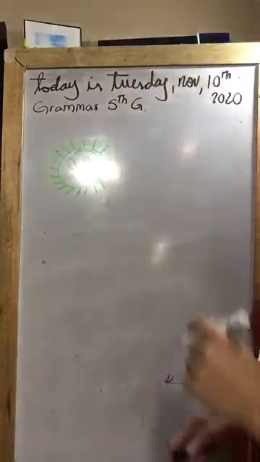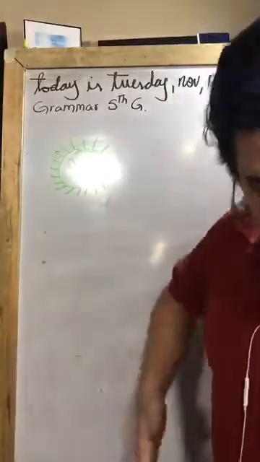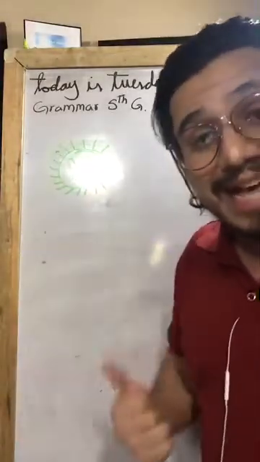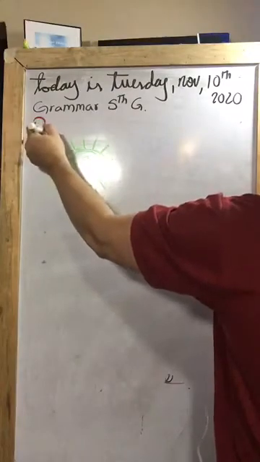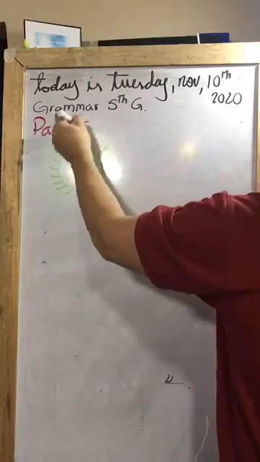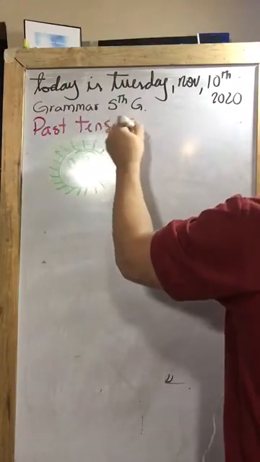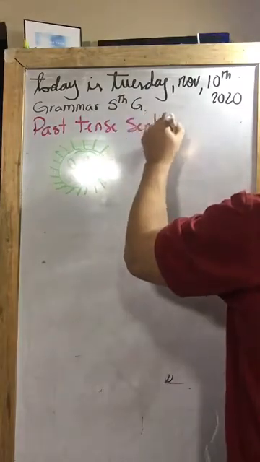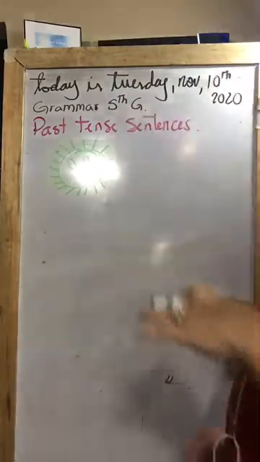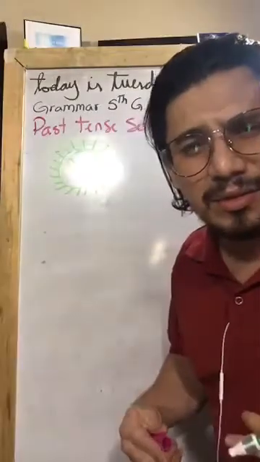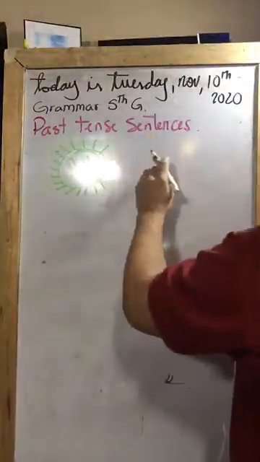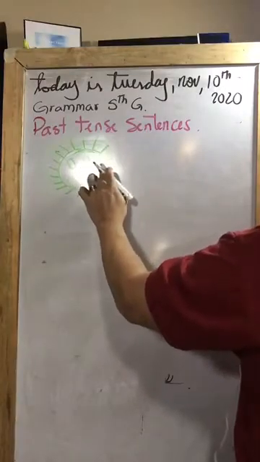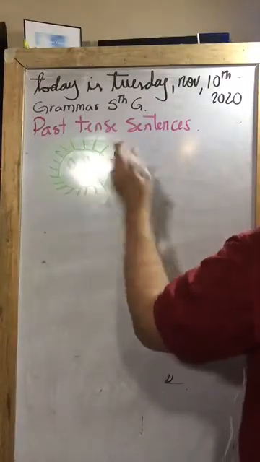Okay, so what we are going to do today is explore the past side of those sentences. So the topic of today is past tense sentences. Now, the rules for this are very alike to the rules that we talked about yesterday. So today we are going to write the rules for the past.